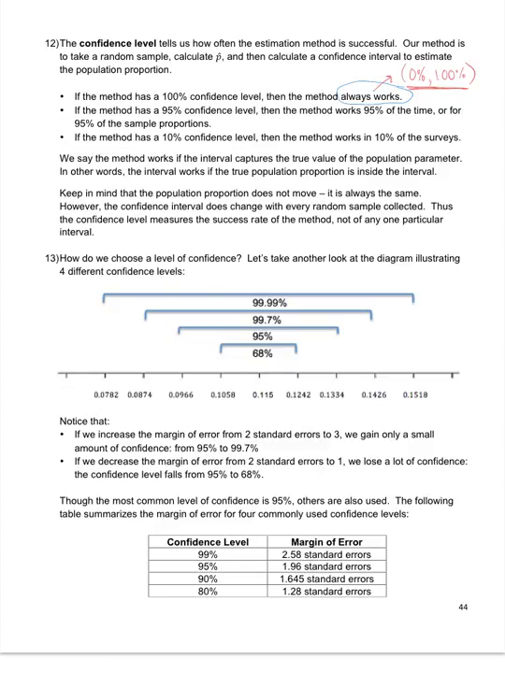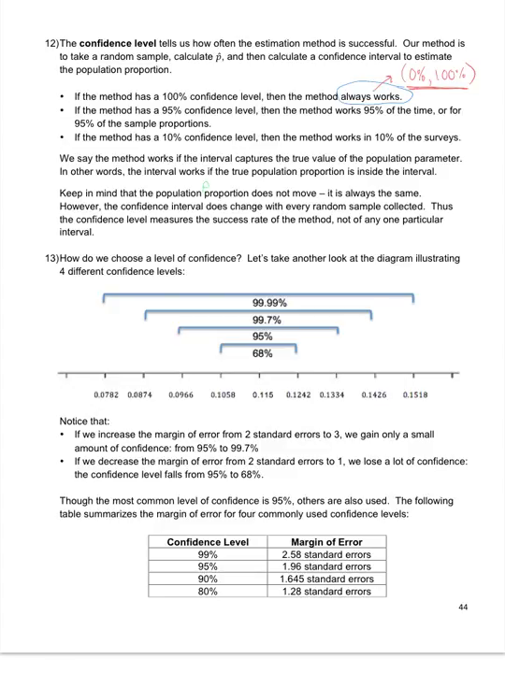All right, so back to here. We say that the method works if the interval captures the true value of the population parameter. In other words, the interval works if the true population proportion is inside the interval. Keep in mind that the population proportion doesn't move. It is always the same, and your population proportion is p. However, the confidence interval does change with every random sample collected. Thus, the confidence level measures the success rate of the method, not of any one particular interval.